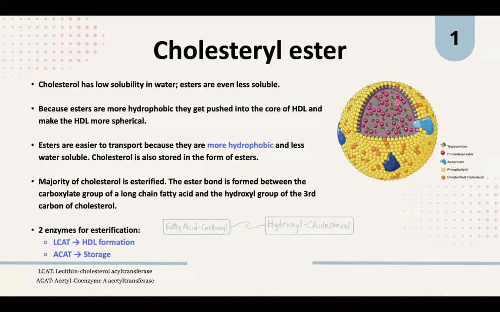Now, if you want this HDL to flow smoothly in blood, we need it to be compact and packed well. So we esterify the cholesterol in order for it to be pushed into the core of the HDL and make it spherical and more compact because it's more hydrophobic. Since the unesterified ones are less hydrophobic, they can go near the surface because around here you have water. Okay? And again, we store cholesterol in the form of the ester.